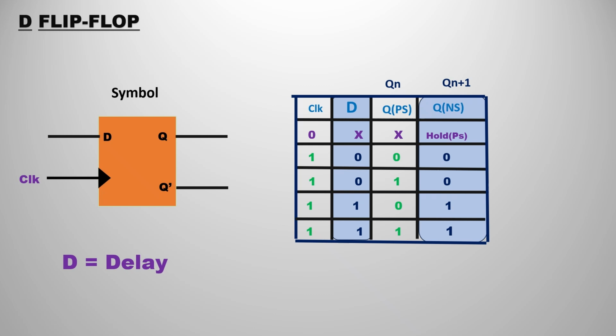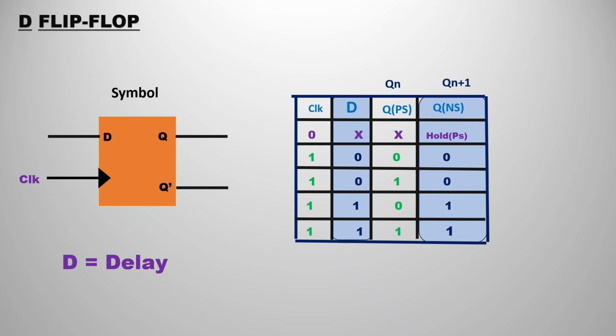This is the truth table of the D flip-flop. If you observe clearly, the whole thing works only when the clock is high, which we already know. When D is 0, you can see two outputs: one is QPS, the present state, and the other is QNS, the next state. We can also call the present state Qn and the next state Qn plus 1, simple representations. So present state as Qn, next state as Qn plus 1.